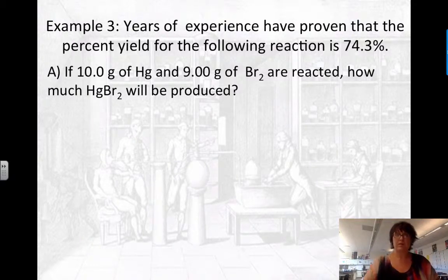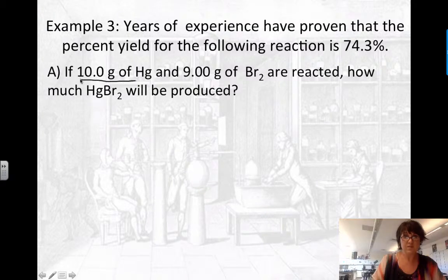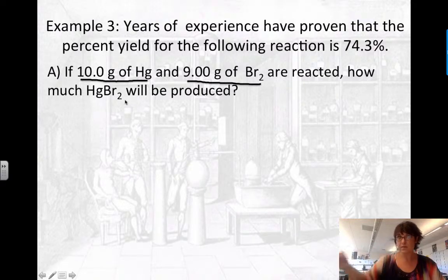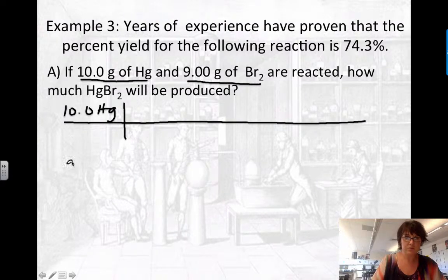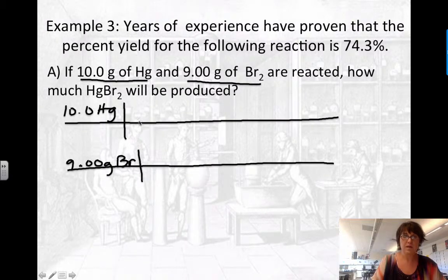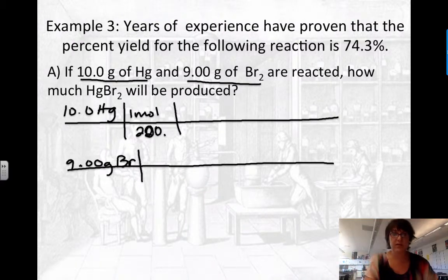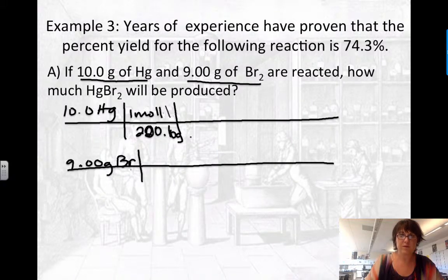So now let's answer the question. If 10 grams of mercury and 9 grams of bromine are reacted, then how much mercury bromide will be produced? Well, first we have to see what's going to run out first. Is it the mercury or is it the bromine that runs out first? So we have 2 starting amounts. That means we're going to do 2 T tables. And mercury is a really heavy atom that weighs 200.6 grams for every mole of mercury.